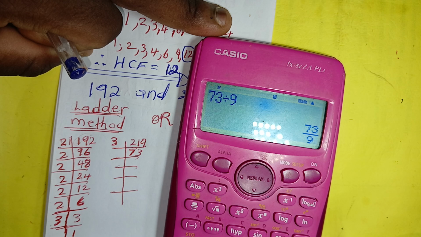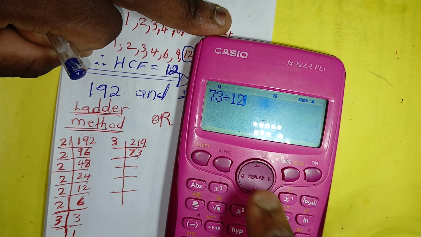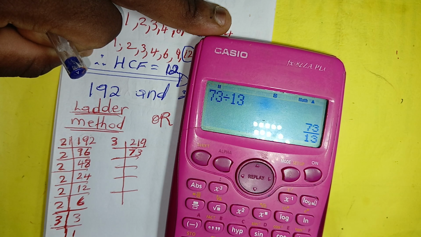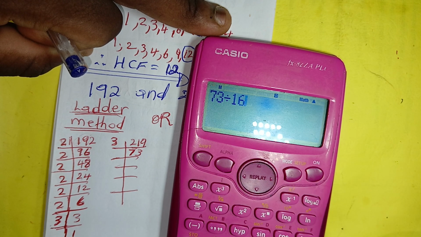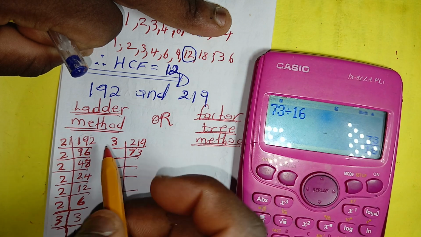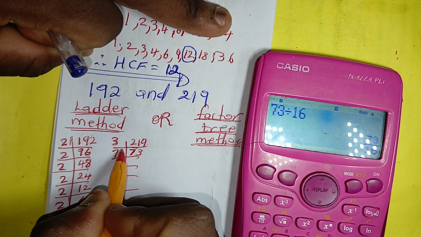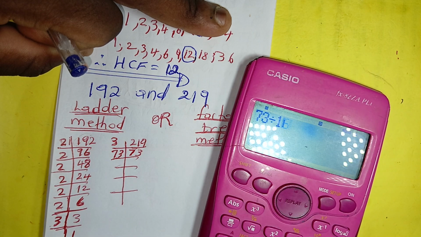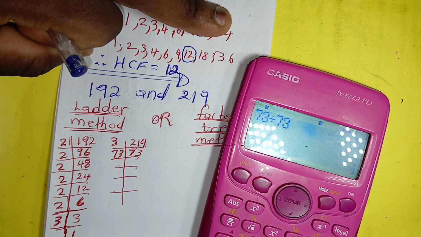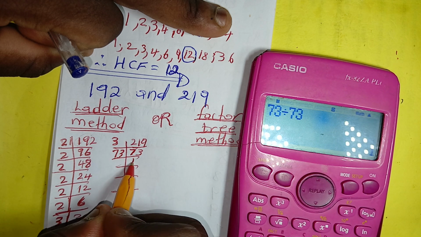So it means that now we should try to increase the number now. Let's try 12. Even 12, you can't divide, 13, you can't divide, 14, you can't divide. So it means that now for this one it will just be 73, because 73 you can divide it on 73, it will be only 1 here.